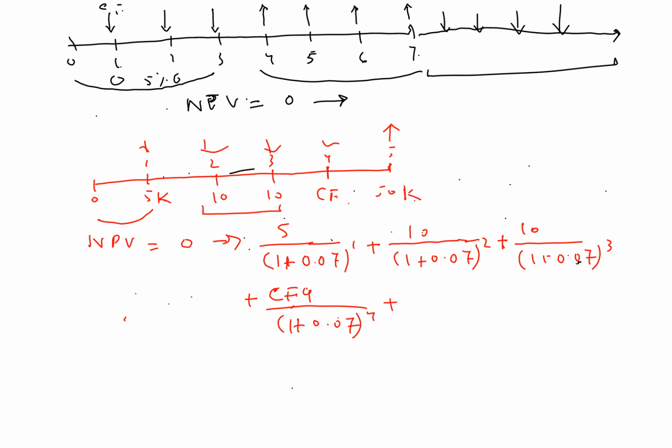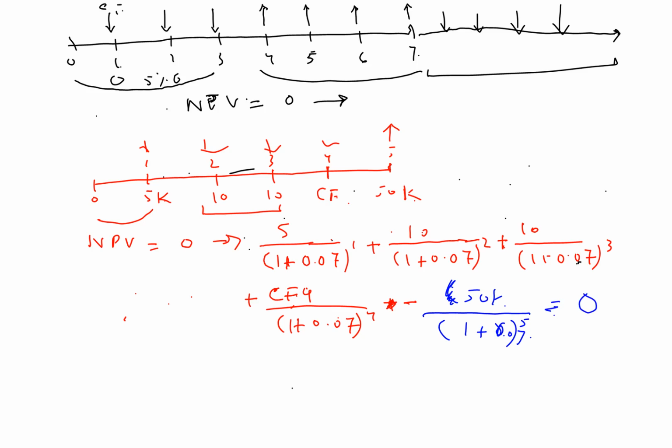And the last cash flow. Now that's the tricky part. It doesn't have to be plus, it has to be minus, because this is going to be a cash outflow. I'm going to give it to the seller of the car. So it's minus 50K, divided by 1 plus R. What should be the power? 5. And 0.07 is the rate. So I am equating this to 0.